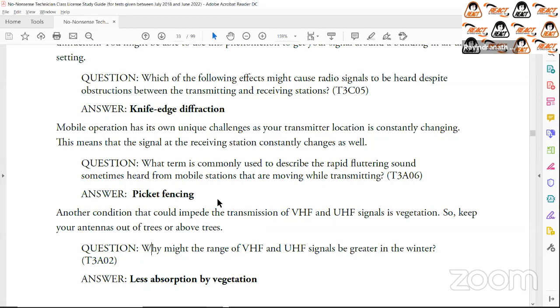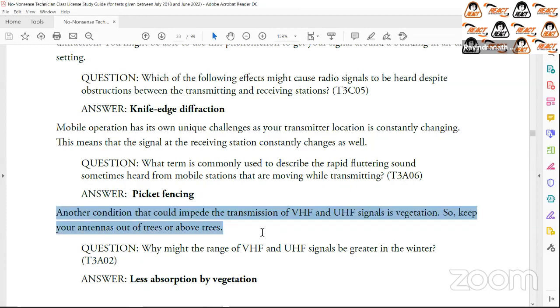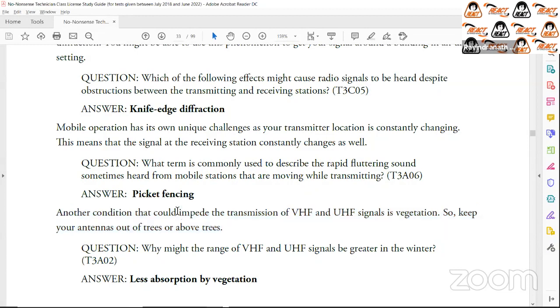So for example, knife edge, arguably it just needs to be a sharp object, right? Sharp objects, right? And if it's metallic, well, even more so. So let's get to this question again about vegetation. They're telling us here that VHF and UHF signals are affected by vegetation, and they use the term impede the transmission, right? So that means it reduces your signal.